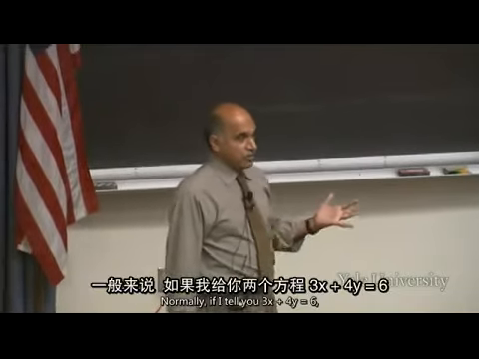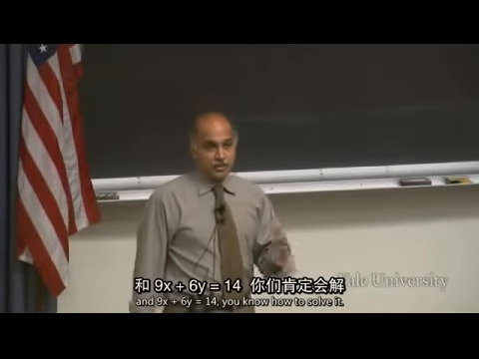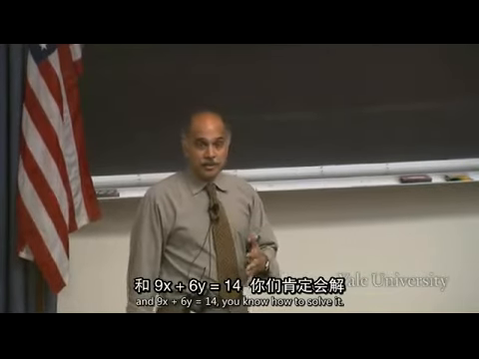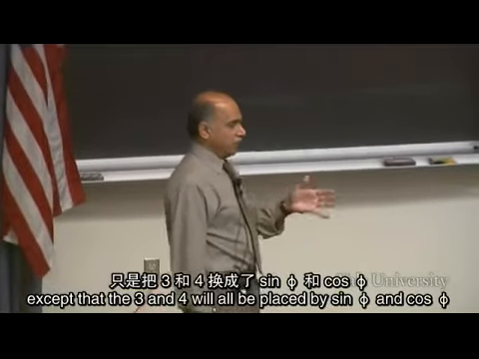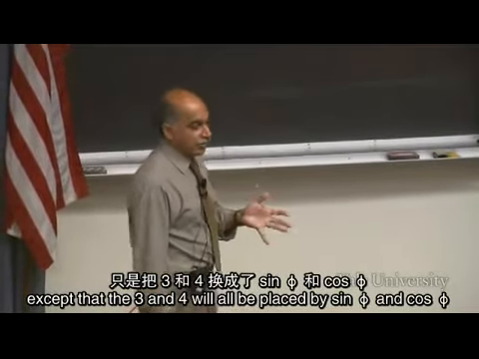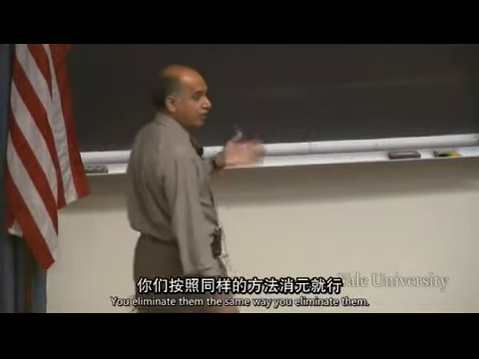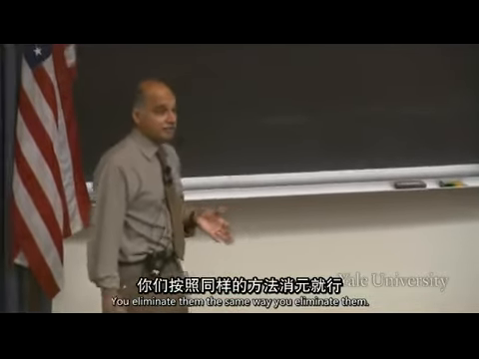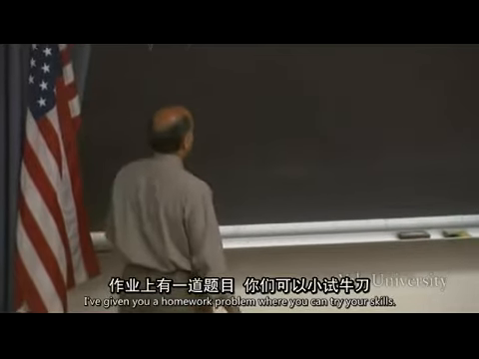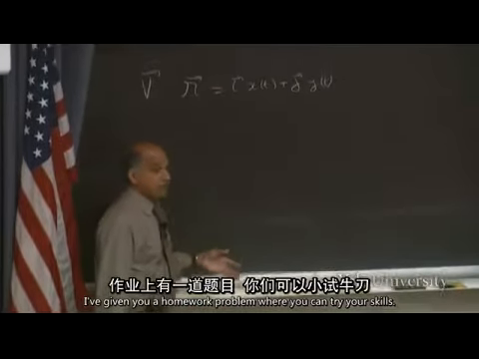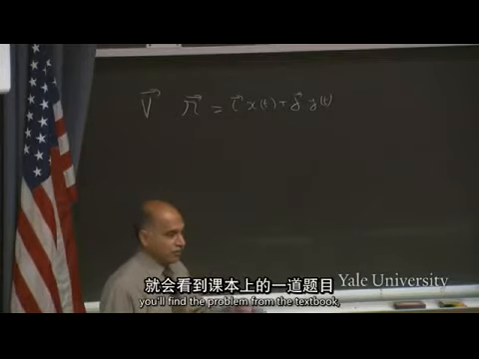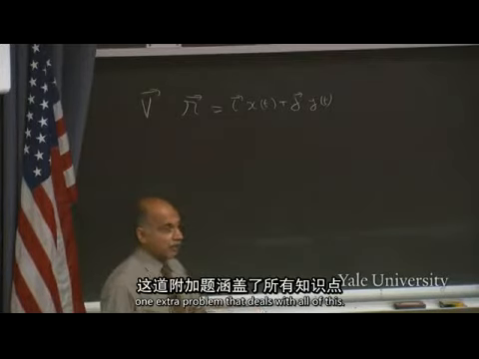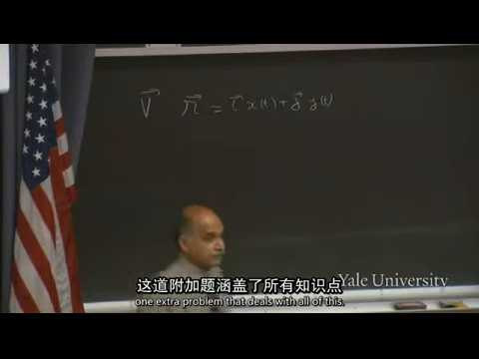Normally, if I tell you 3x plus 4y is 6 and 9x plus 6y is 14, you know how to solve it. It's really the same kind of problem, except that the 3 and 4 were replaced by sine phi and cosine phi, but they're just some numbers, and you eliminate them the same way. I've given you a homework problem where you can try your skills. So when you go today and look at the homework, you'll find, besides problems from the textbook, 1 extra problem that deals with all of this.